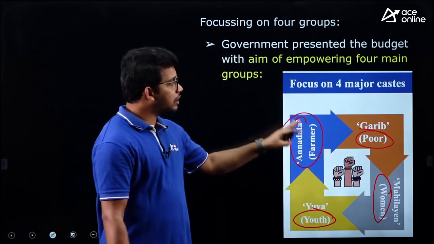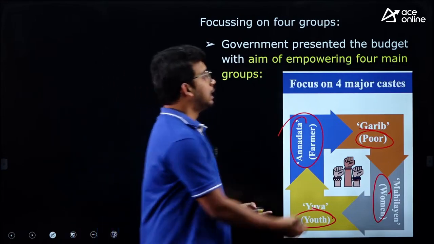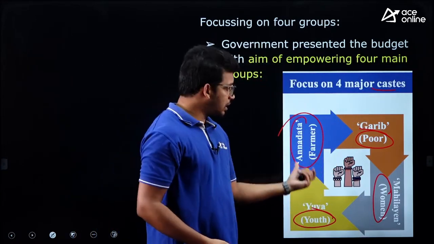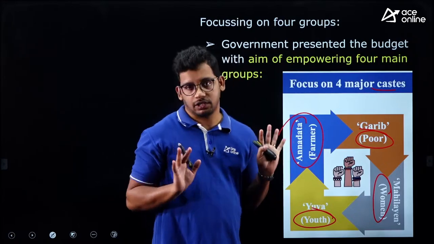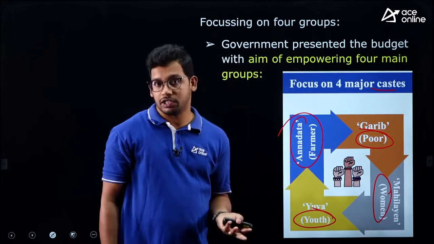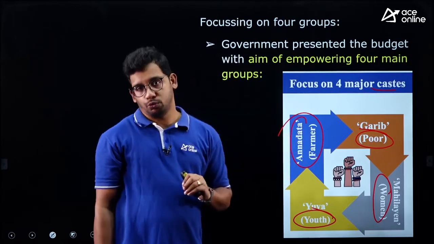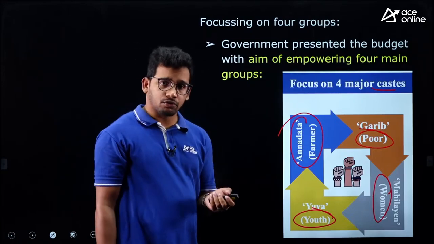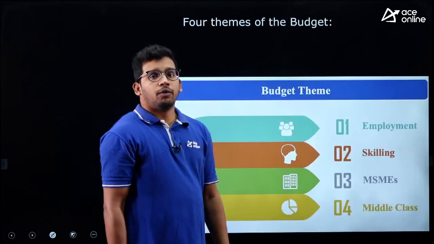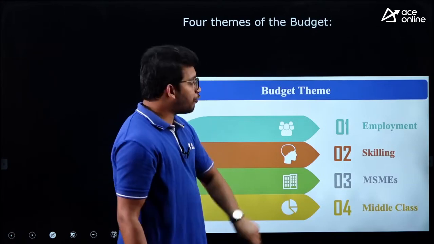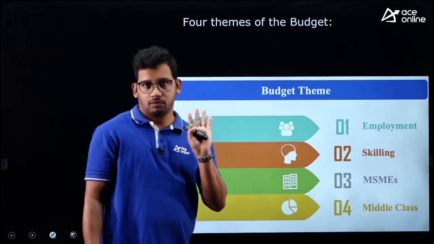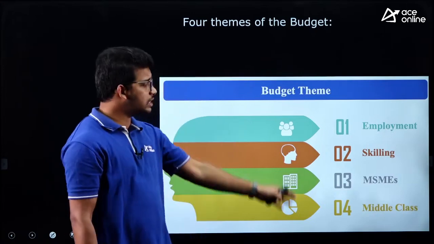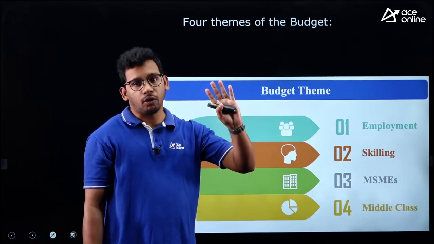So these are the 4 groups. Government termed it as a 4 castes. So there is no caste as such, but these 4 groups itself becomes a caste here, right. So that's what the government intention is. We are going to focus on these 4 groups. So this is the focus, 4 major groups which government is going to focus. Now whatever government is going to do will be focusing on these 4 themes. Whatever the budget allocation, whatever the initiative schemes, all these things will be surrounding around these 4 themes.